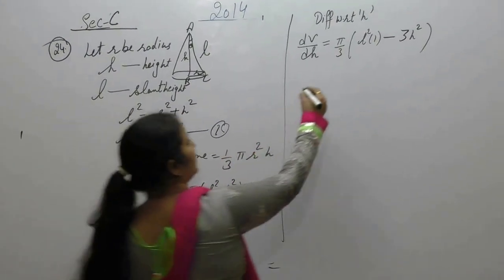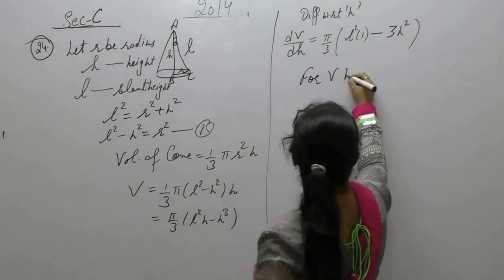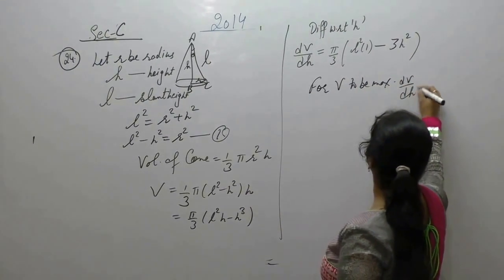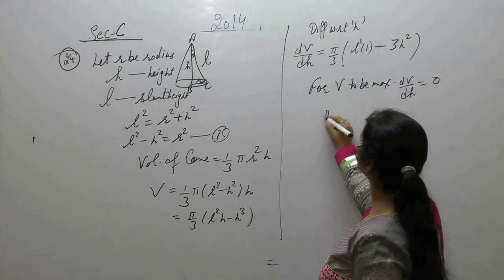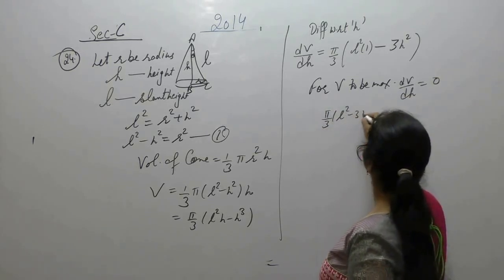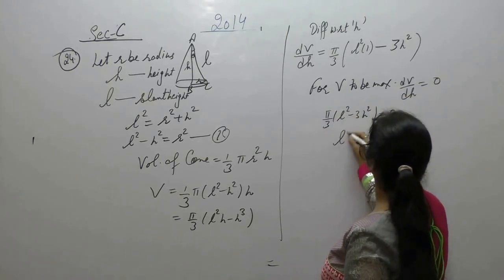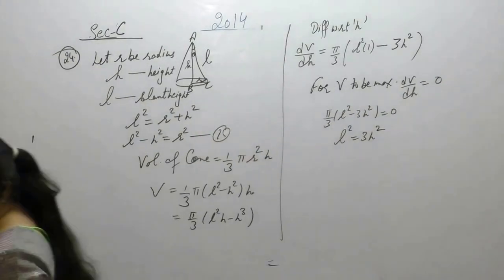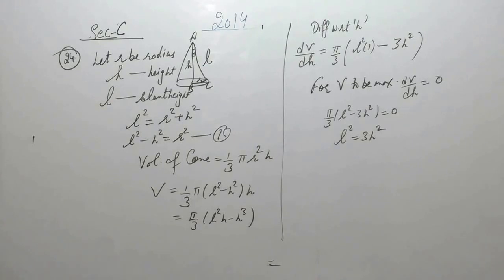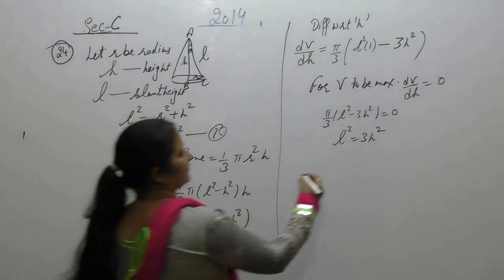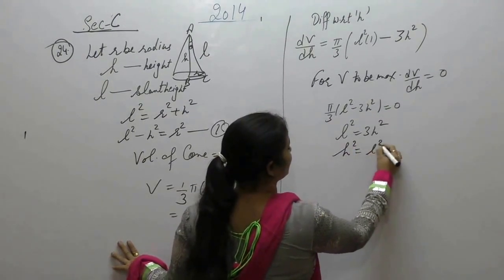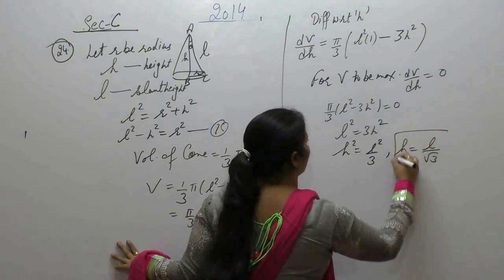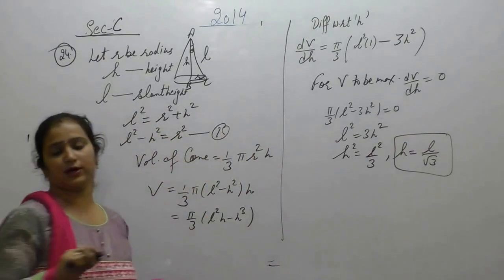Now for V to be maximum, as given, we will put dV upon dh equal to 0. So l square minus 3h square is 0, so l square is equal to 3h square. From here we get the value of h square as l square by 3, h is l upon square root of 3.